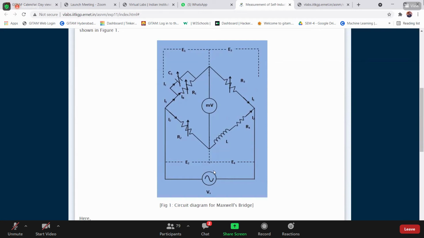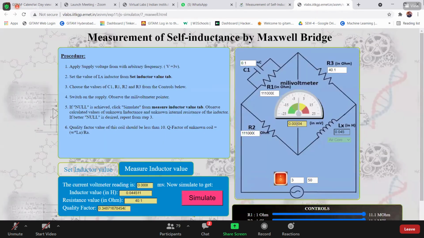And what is the voltmeter reading in the balanced condition? Go to the previous page, the simulation page. 0.04. The value is very small, so we are assuming that it is 0. So in the balanced condition, the bridge output will be 0. And what is the formula to find out the unknown inductance?